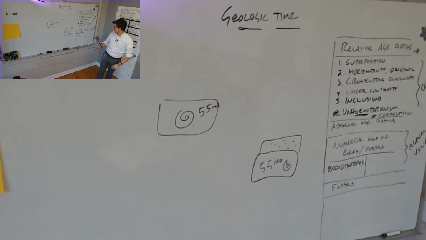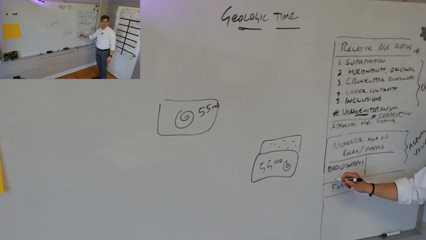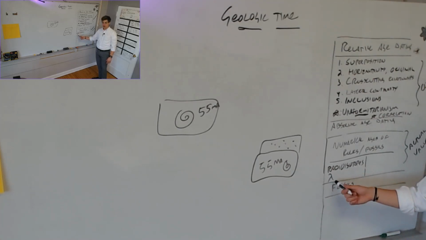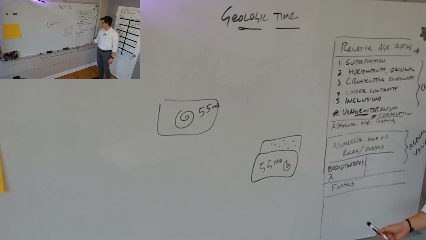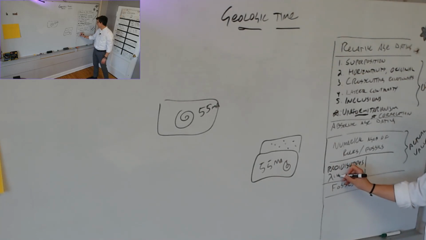You remember this from physical science. Remember what Greek letter was half-life? Lambda. So the lambda is the half-life, how long it takes for half of it to decay.